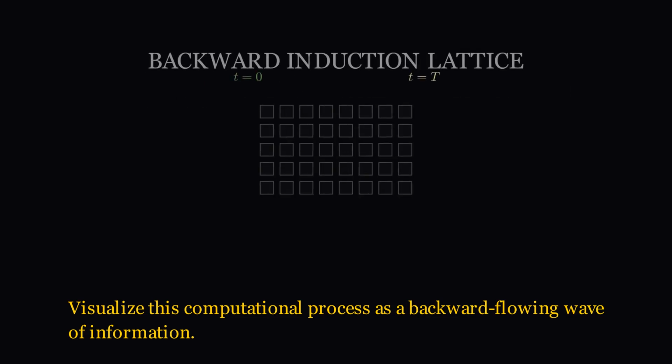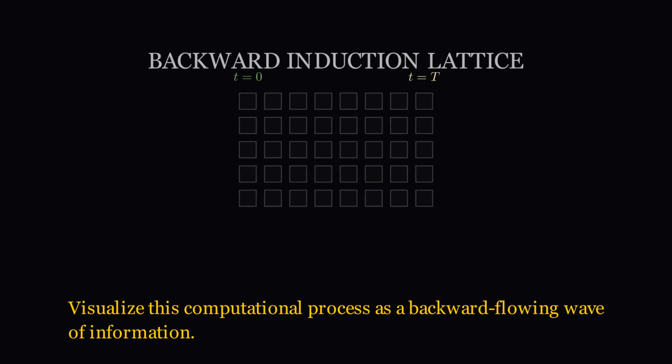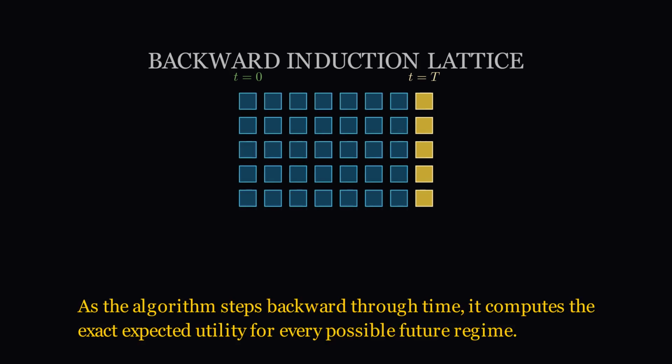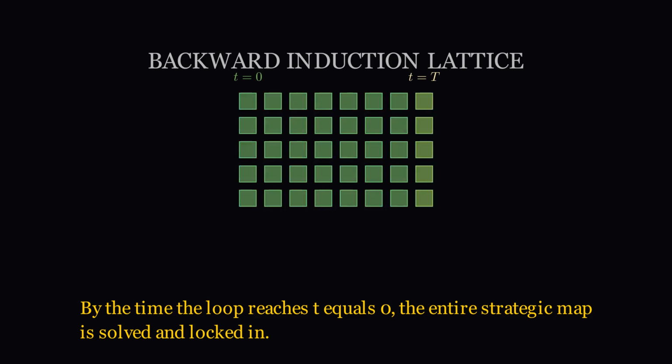Visualize this computational process as a backward-flowing wave of information. The terminal horizon acts as an absolute mathematical anchor. Nothing exists beyond it. As the algorithm steps backward through time, it computes the exact expected utility for every possible future regime. By the time the loop reaches t equals 0, the entire strategic map is solved and locked in.